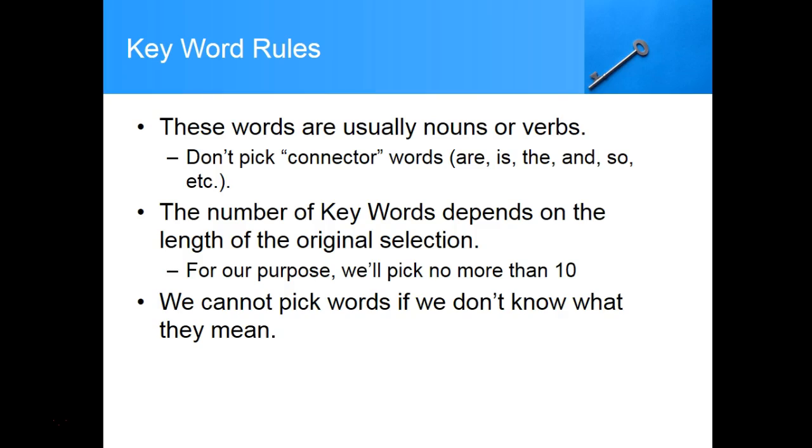The number of keywords depends on the length of the original selection, but we're going to go for around 10 for the 3 sections we're going to look at. So if you have a short section, you don't want to have a bunch of keywords, just a few. Also, you can't pick words if you don't know what they mean. So you either have to figure out what they mean by going online or choose a different word.